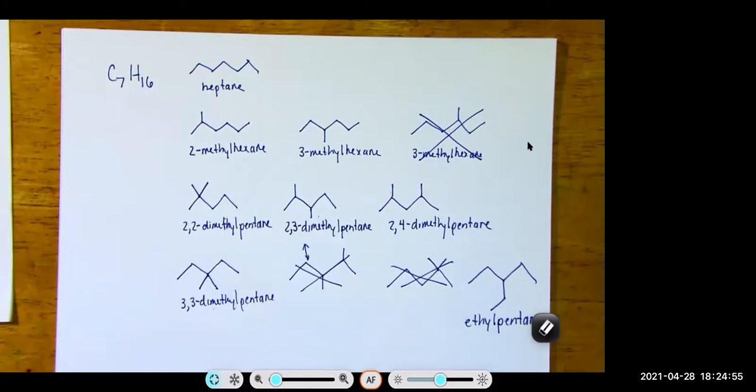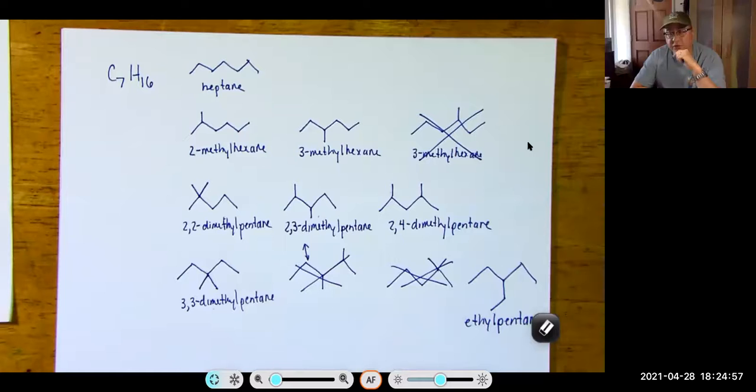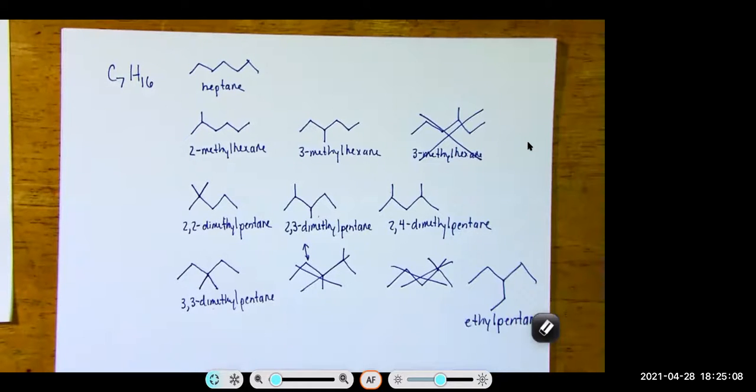Because an ethyl cannot be on carbon 2 and it cannot be on carbon 4 in this case. It can only be on carbon 3. So normally we don't write a number down with this. Can you explain that a little more to me?